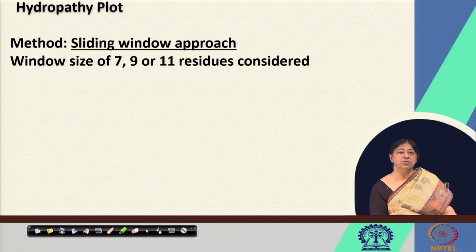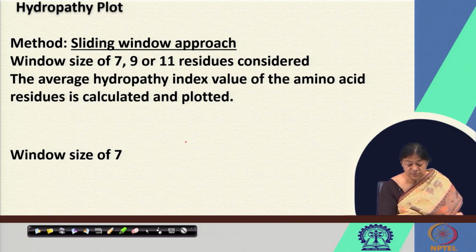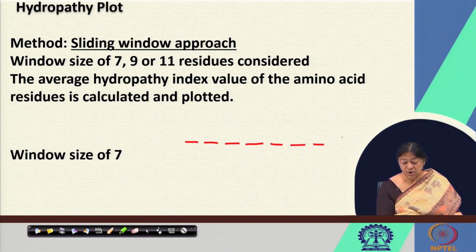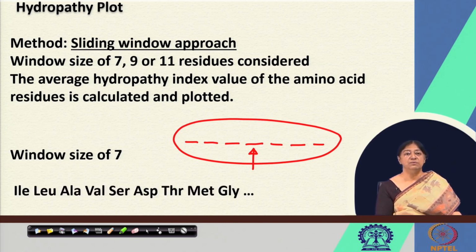We have the sliding window approach, 7 or 9 residues, and we look at the hydropathy index. We look at a window size of 7. Now, a window size of 7 means we have 1, 2, 3, 4, 5, 6, 7. We calculate the average of the hydropathy index values from the table that we showed, and we assign it to the middle residue here. Then we slide the window, as I will show you, and then we will see what this looks like. So, say we have a sequence like what is given here.